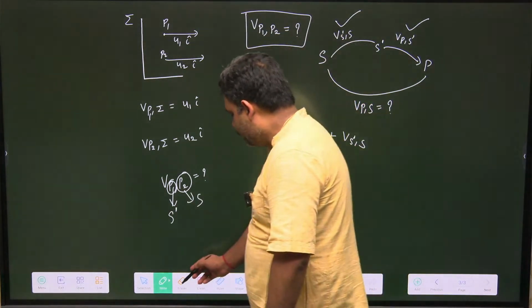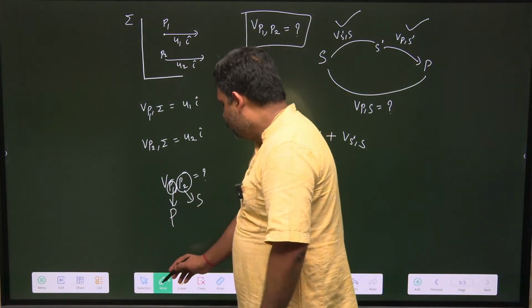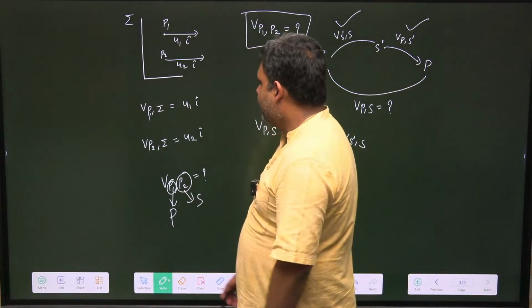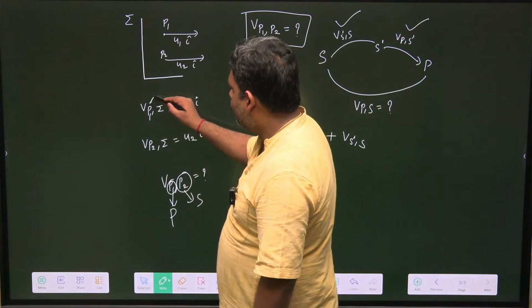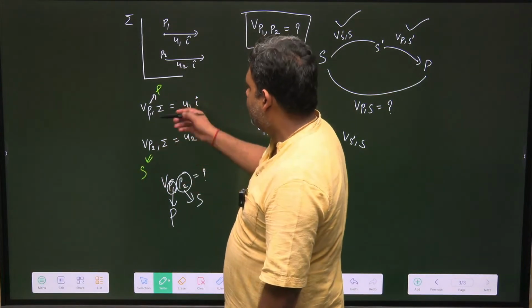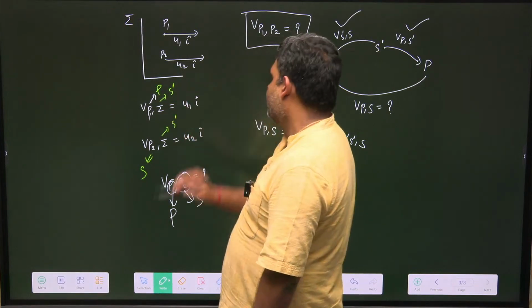Sorry, P1 is my particle, not S dash. What we will do? Now we will identify what is my S dash frame. So look at here. P1 is your particle, P2 is your S frame, then the remaining thing will be your S dash.